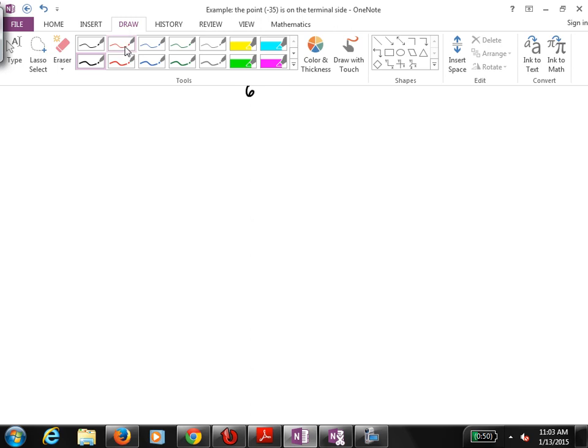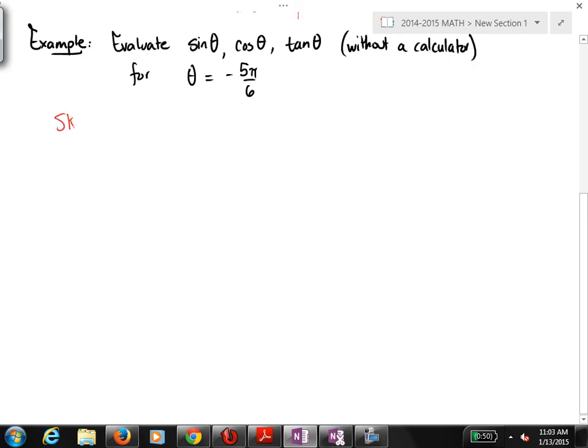So sketch theta, and again, it's always assumed to be in standard position. What quadrant is this going to land in? Well, first of all, theta is in radians.